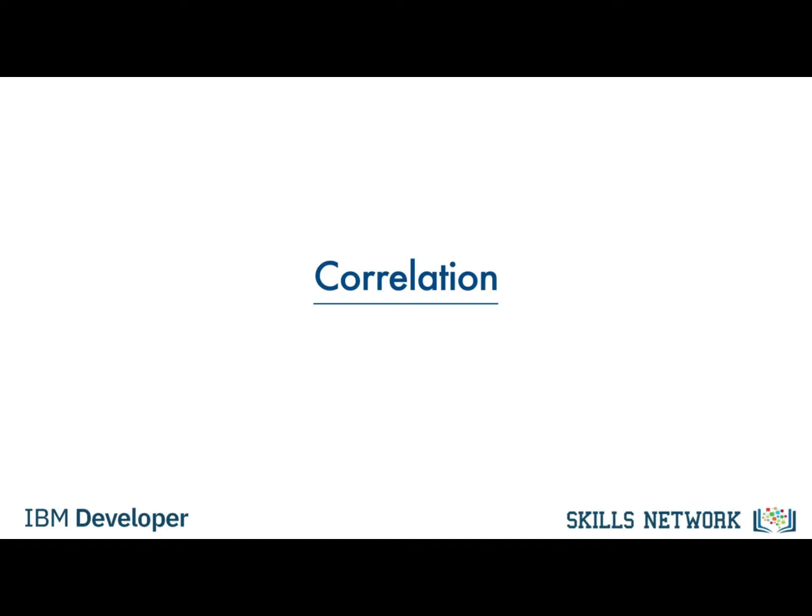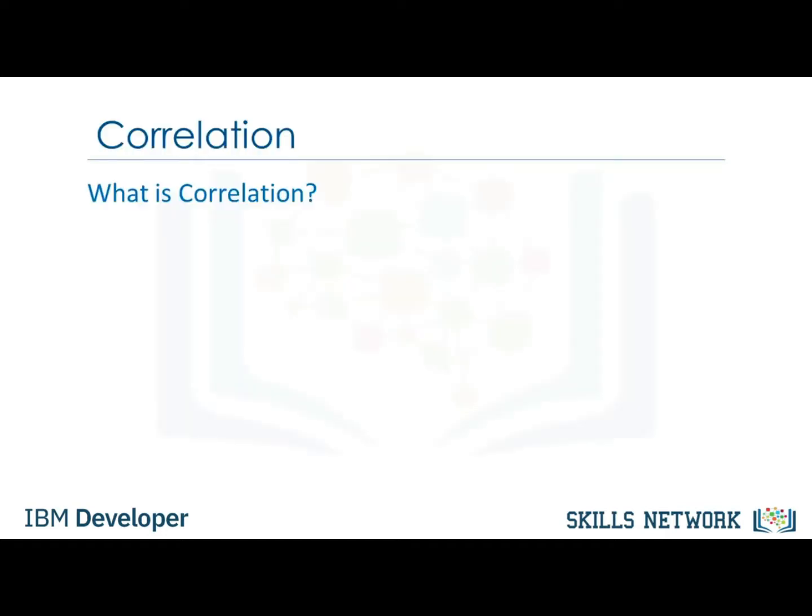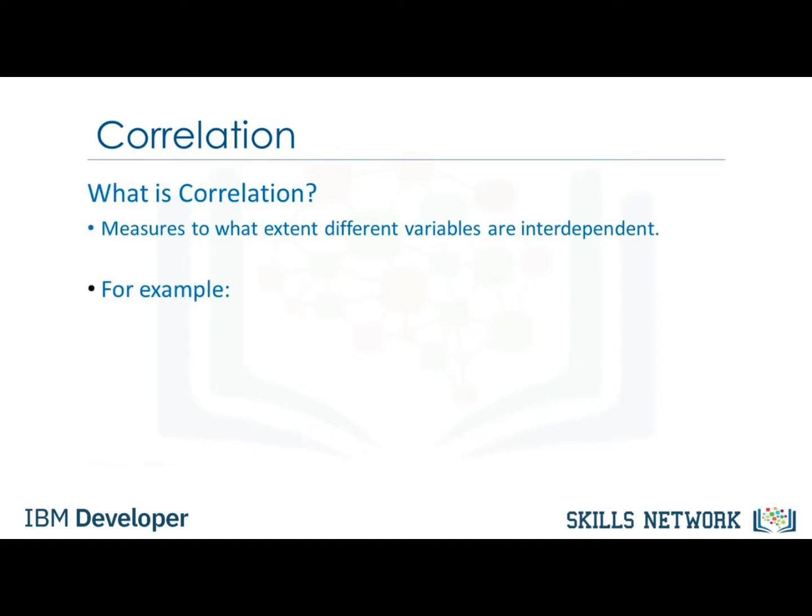In this video, we'll talk about the correlation between different variables. Correlation is a statistical metric for measuring to what extent different variables are interdependent. In other words, when we look at two variables over time, if one variable changes, how does this affect change in the other variable? For example, smoking is known to be correlated to lung cancer, since you have a higher chance of getting lung cancer if you smoke.